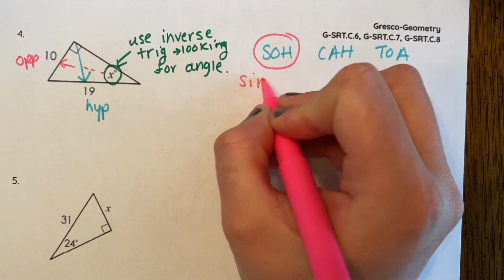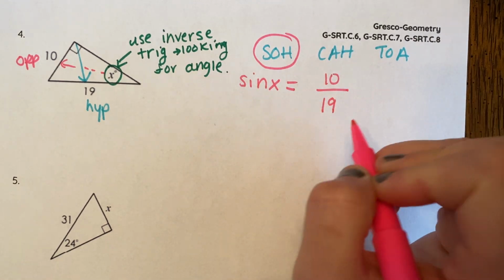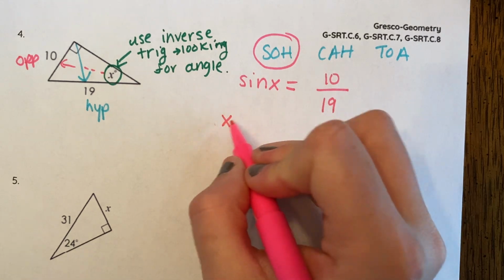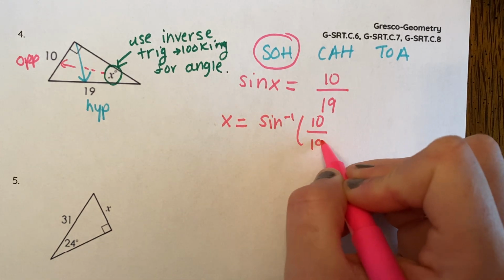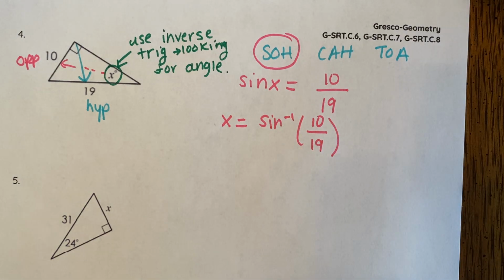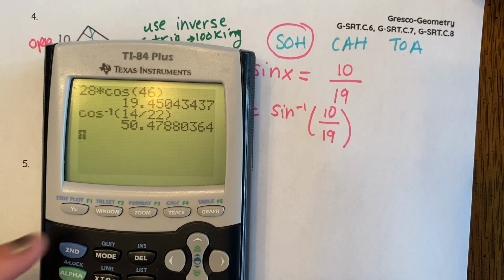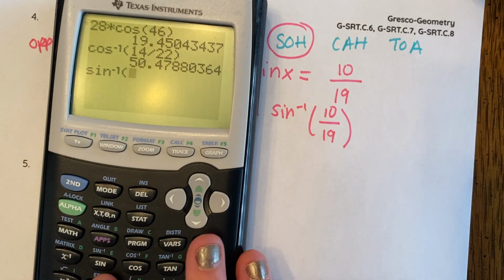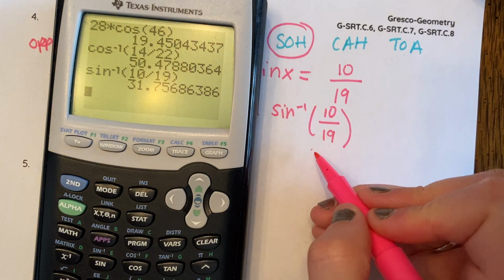So the sine of x is equal to the opposite, which is 10, over the hypotenuse, which is 19. So x is equal to the sine inverse of 10 over 19. So I plug that in. So second sine, 10 divided by 19. So x is equal to 31.8 degrees.